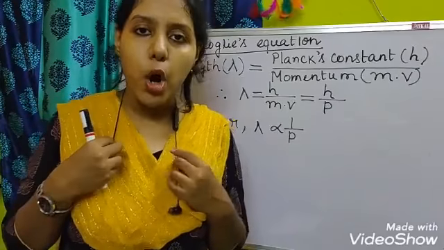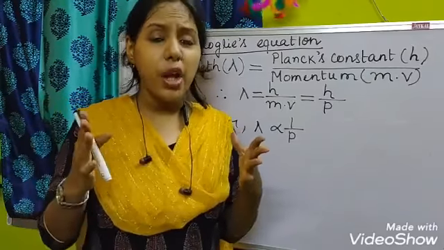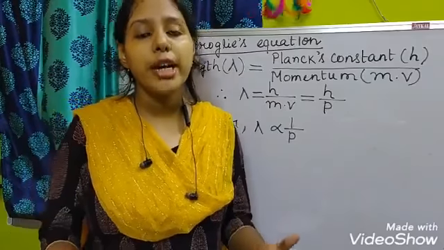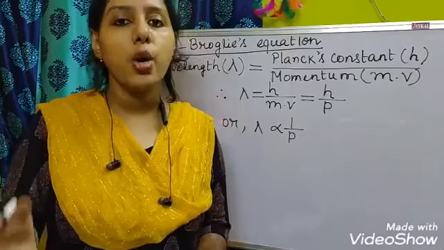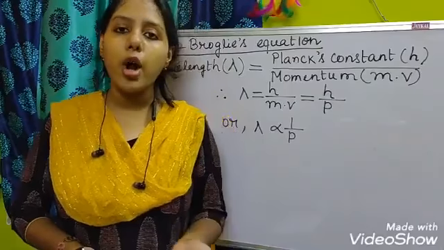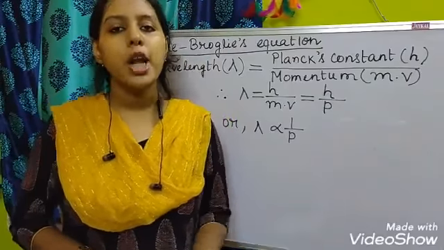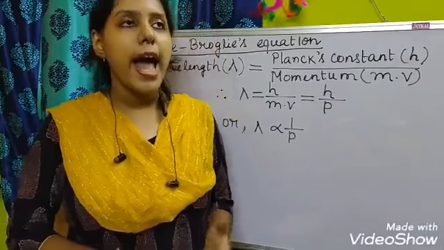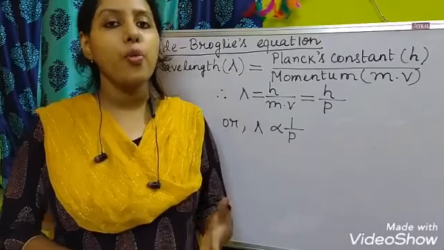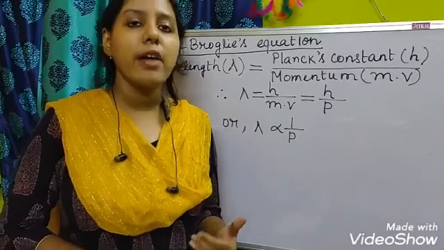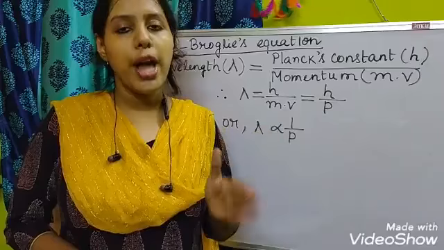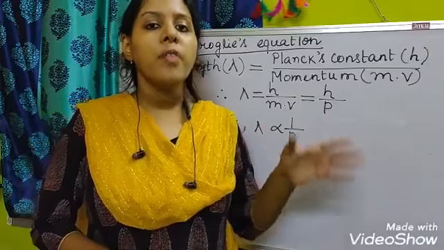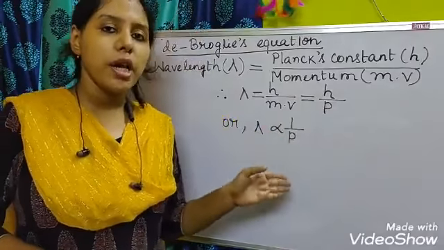Scientist de Broglie mainly focused on the wave nature of the electron. That means when the electrons are rotating in the circular orbits or in the elliptical orbits around the nucleus, at that time they have wave nature. As they have wave nature, they should have wavelength. Electrons should have wavelength.